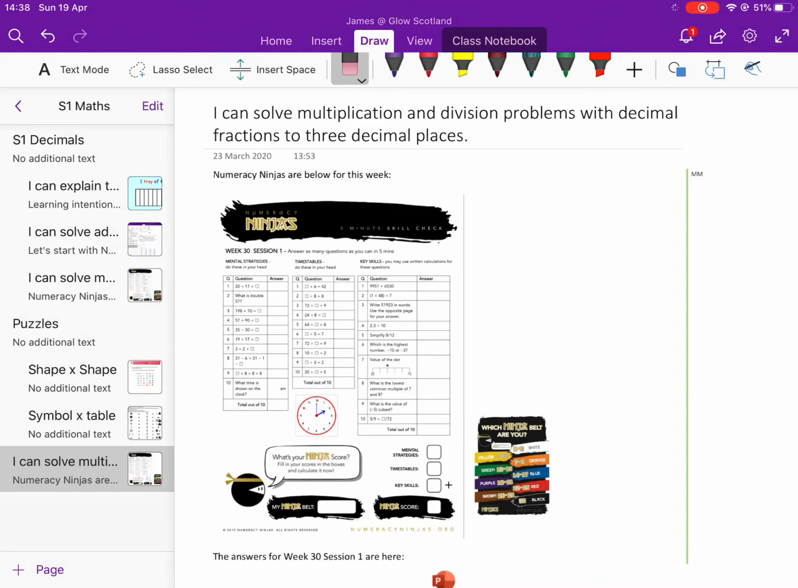Good morning, first year. Our lesson today is still on decimals. We're going to be looking at multiplying and dividing some decimals.